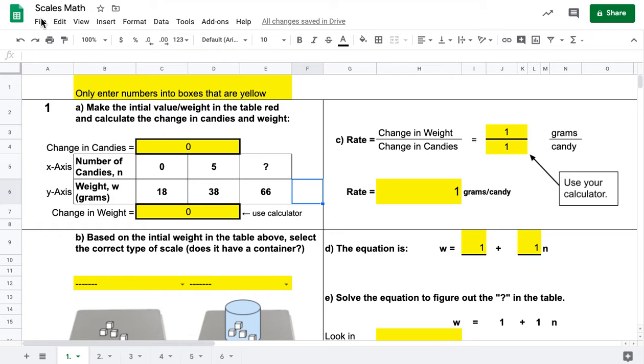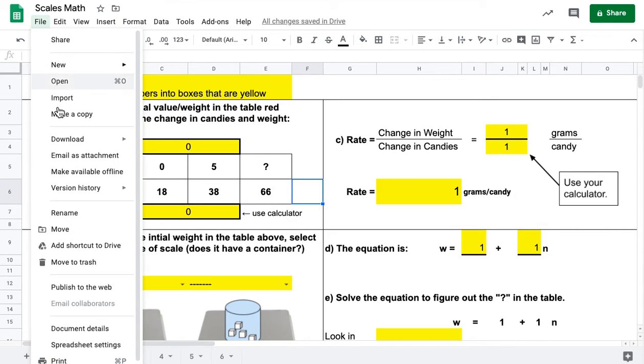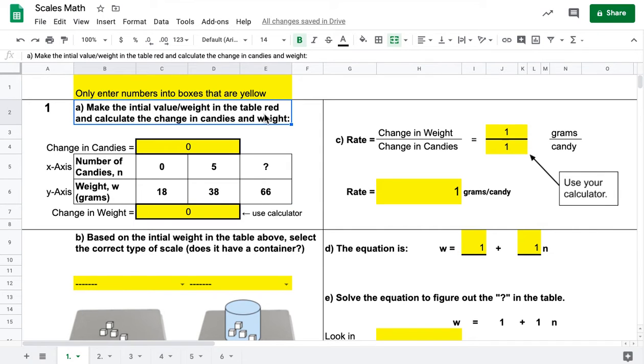You might do file right here, and then save as, or make a copy, put your name in it, something like that, although I don't even know if you'll need to do that. It does automatically save for you. And so anyway, as we go through this, you'll see. The only button you'll be pressing is this one here, text color.